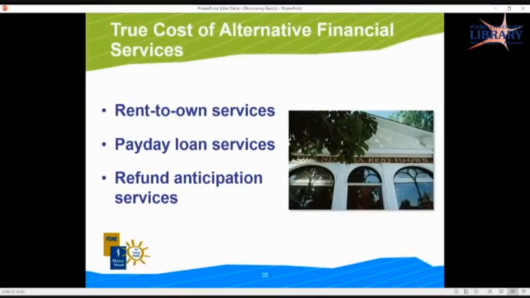On workbook page 30 and 31, let's talk a little bit about the rent to own. And there's payday loans and refund anticipation services. They're out there to help people that might have some challenges in their life right now. And I'm not ever saying that you shouldn't use them, but just be very leery about using those.